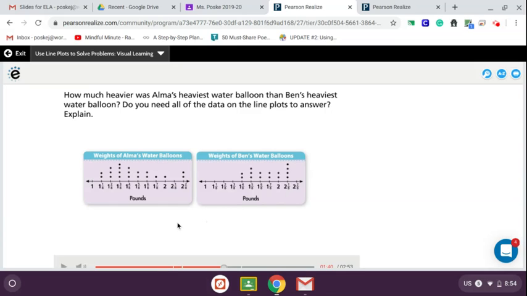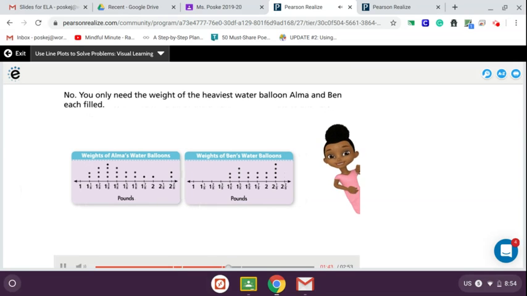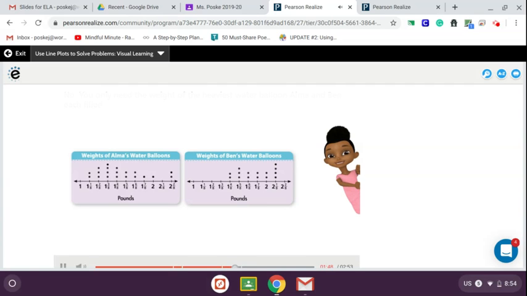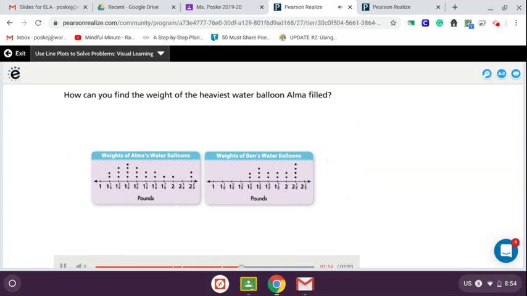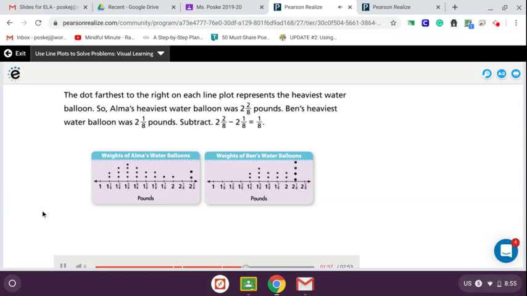Let's figure out how much heavier Alma's was than Ben's. Let's see how we do that. No, you only need the weight of the heaviest water balloon Alma and Ben each filled. How can you find the weight of the heaviest water balloon Alma filled? The dot farthest to the right on each line plot represents the heaviest water balloon. So Alma's heaviest water balloon was 2 and 2/8 pounds. Ben's heaviest water balloon was 2 and 1/8 pounds.